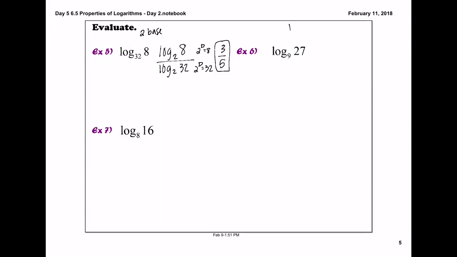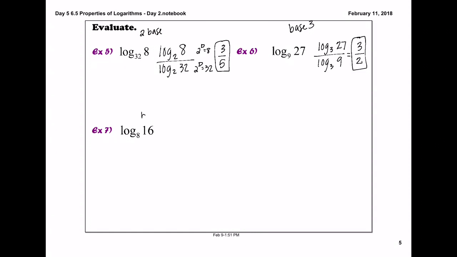I then know a base of 3 works well with 9 and 27. So log with a base 3 of 27 over log with a base 3 of 9. 3 to the third power is equal to 27. 3 squared is equal to 9. And again, I just simplified this log as 3/2.